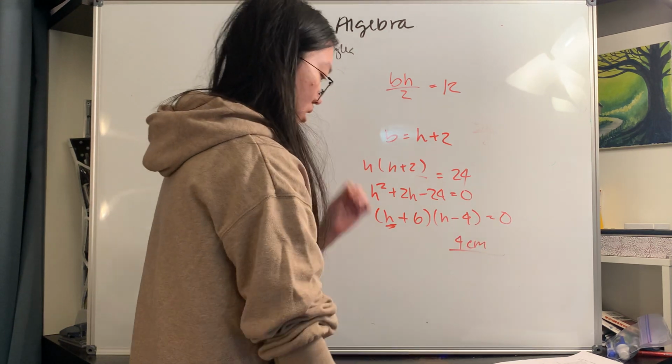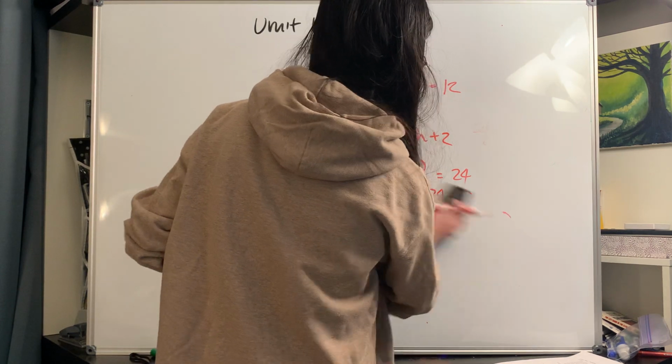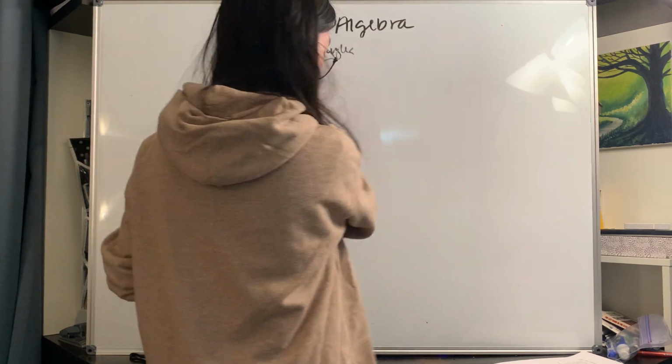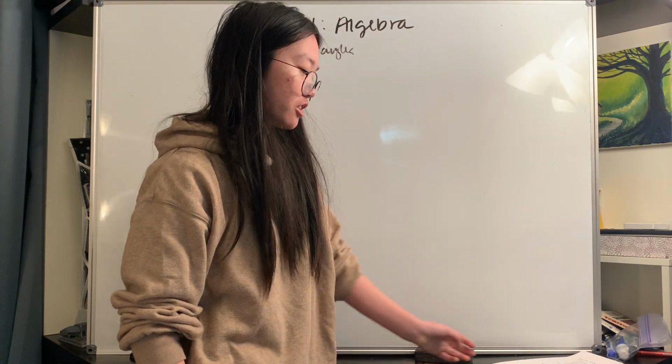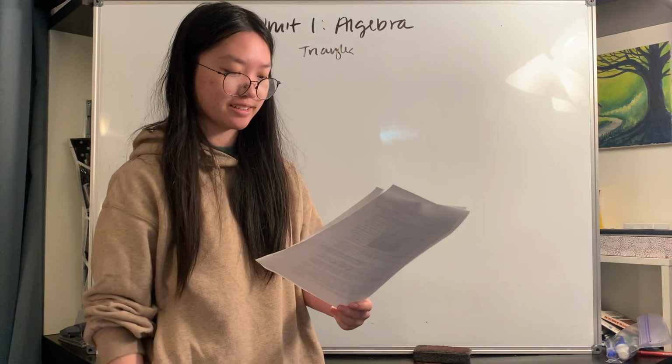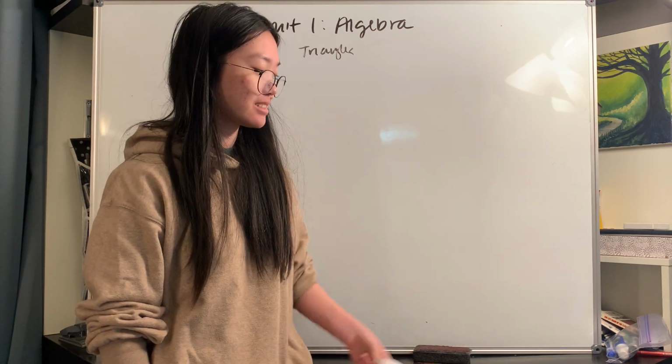Alright, on to our next question. In how many ways can we form a non-degenerate triangle by choosing 3 distinct numbers from the set 1, 2, 3, 4, and 5 as sides?